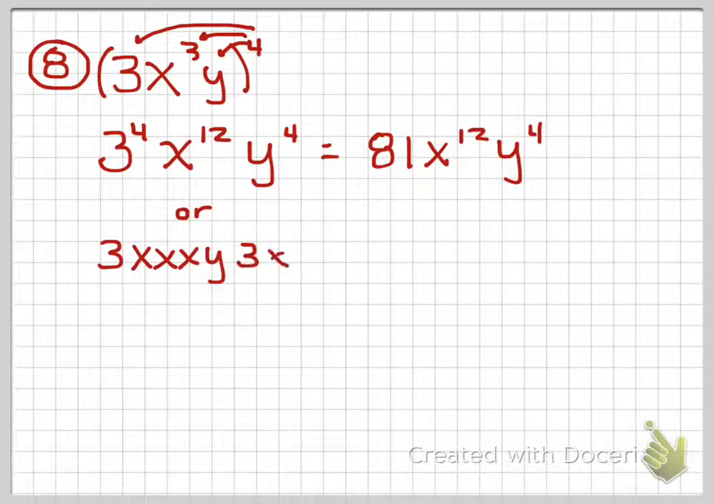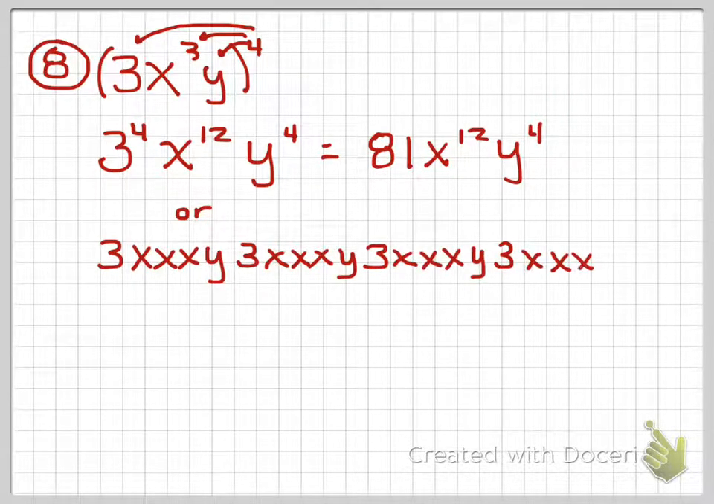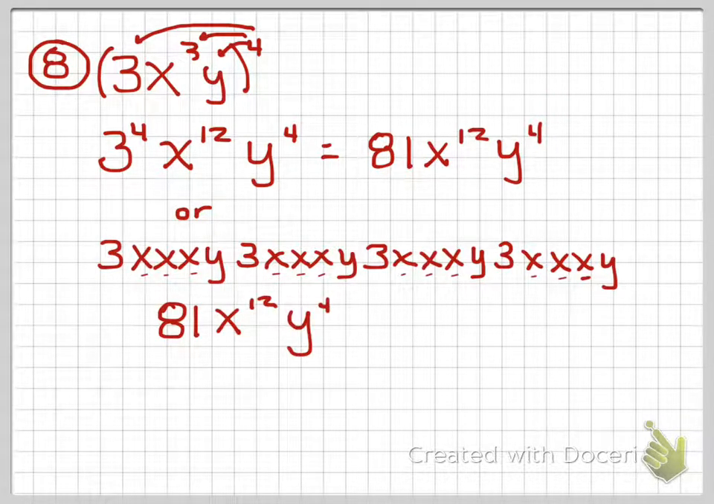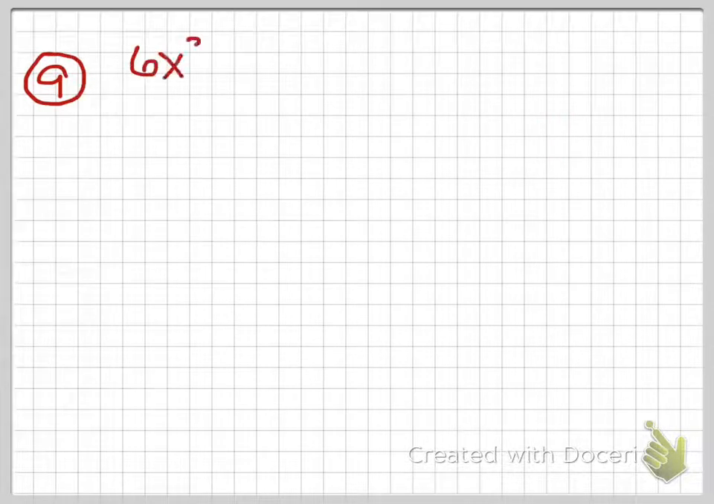Now if you're not familiar with the shortcuts, you can write it out the longhand way, where I have 4 sets of 3x cubed y. In this case, 3 times 3 times 3 times 3 is 81. I have 12 x's, so that's x to the 12th power, and I have 4 y's, y to the 4th. So you can see both answers match up, so you get the same answer no matter which way you do it.